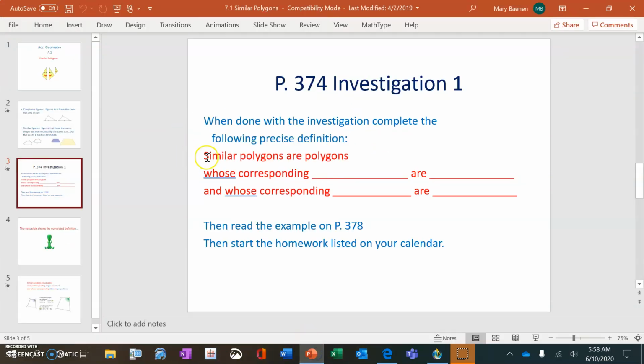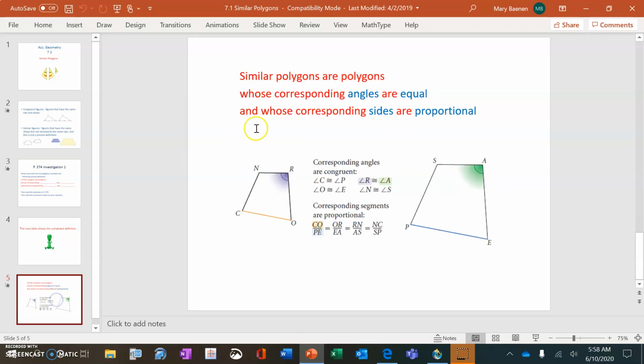So I come back now. If I want to fill in this definition, it would be: similar polygons are polygons whose corresponding angles are equal and whose corresponding sides are proportional. And here is a sketch that you could copy onto your conjecture list if you are keeping track of this. This is not a conjecture, it's just a definition, but if you wanted to put that on there on the side or something, you could do that. Okay, that is the lesson for today, 7.1.